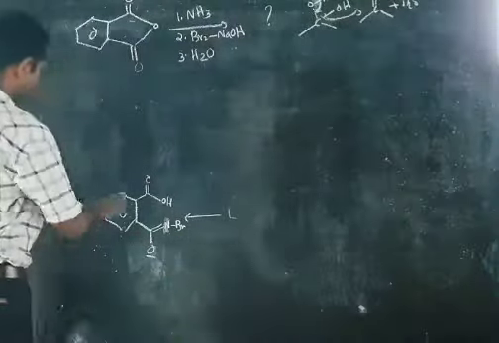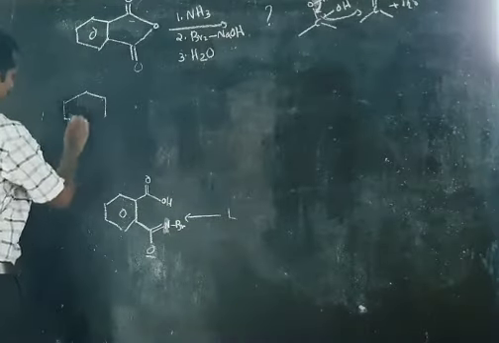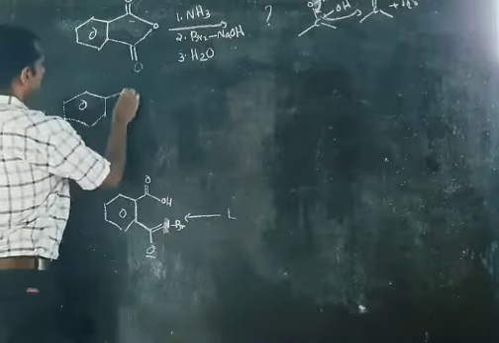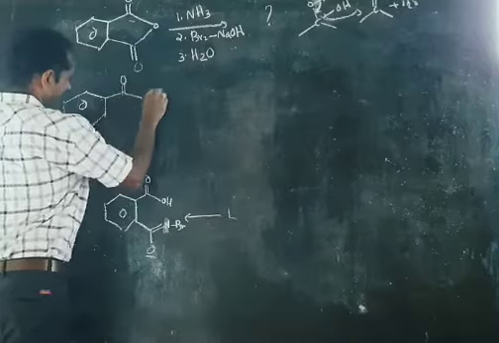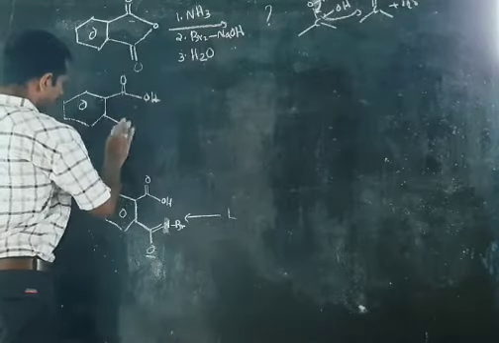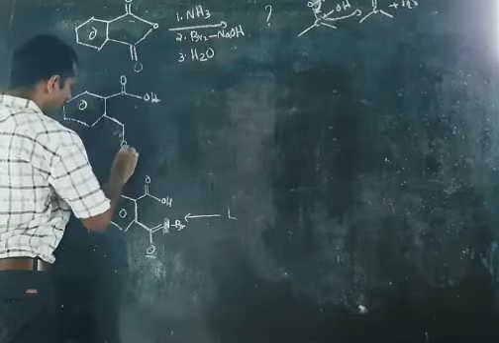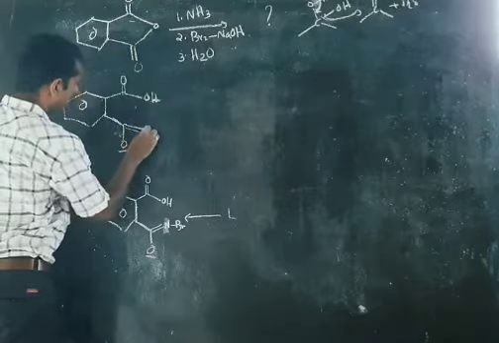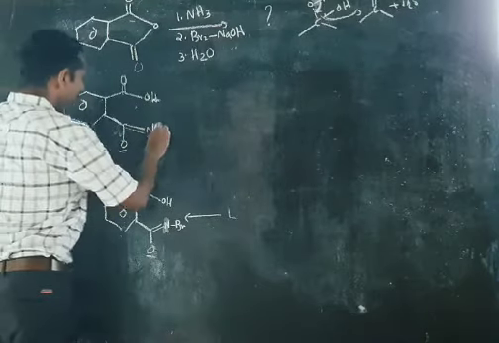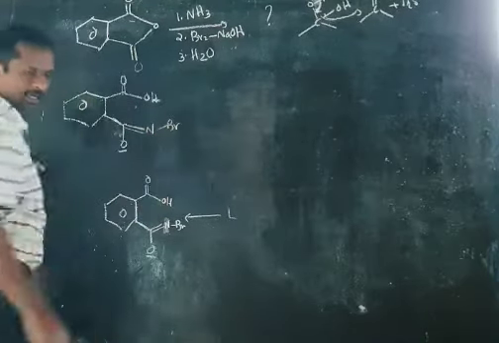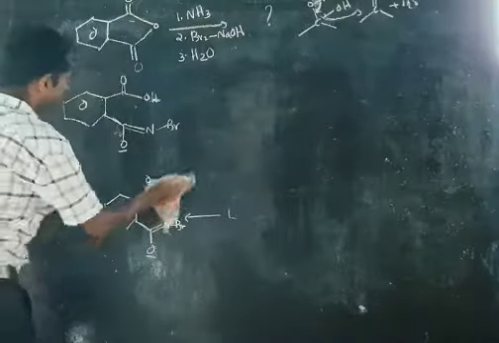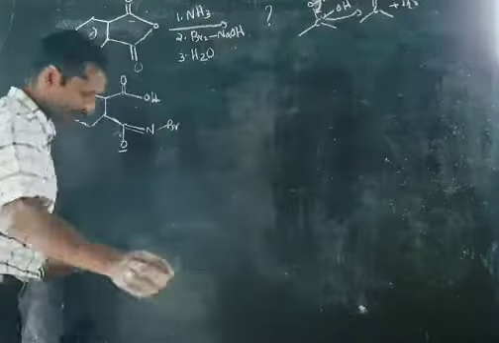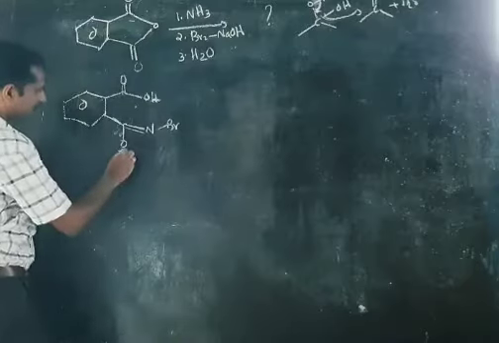So our structure is now like this. We have reached here. Here it is like this: double bond O, OH, and here it is O minus, and double bond N and Br. Okay, this is the structure. Now look here, what is the next step?